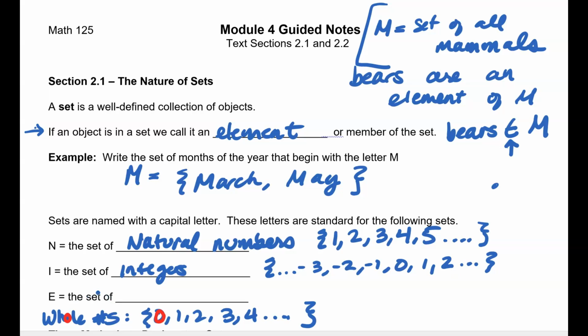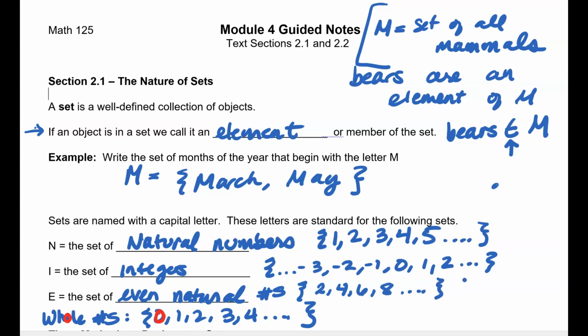And then last but not least, E is the set of even natural numbers. And those would be, if you look at our set of natural numbers, just those even ones. So the first ones in the set would be 2, 4, 6, 8, etc.